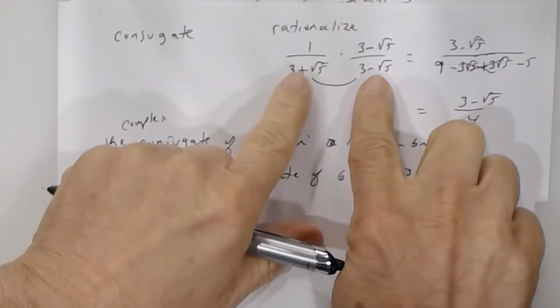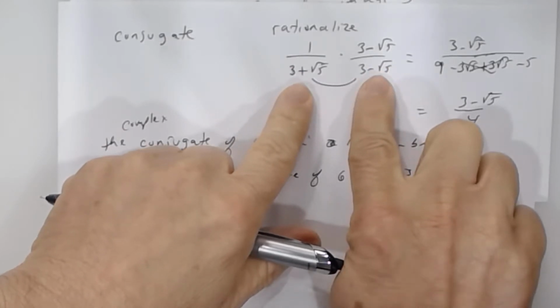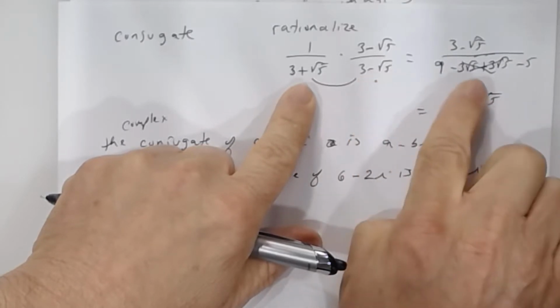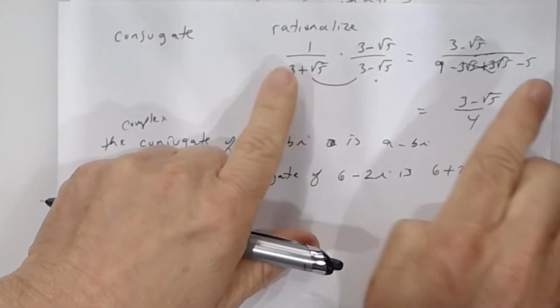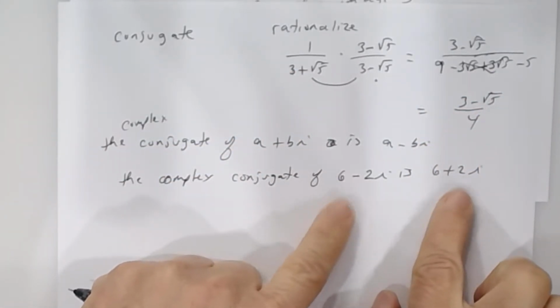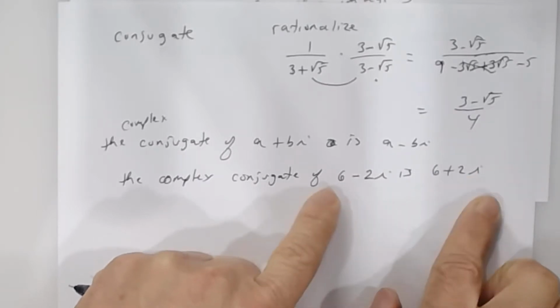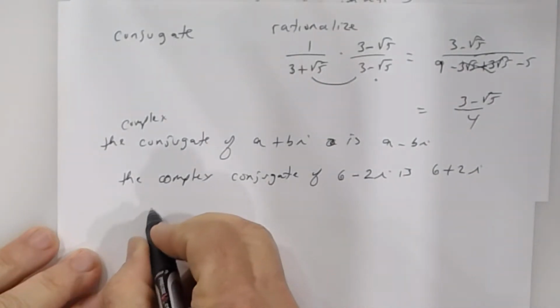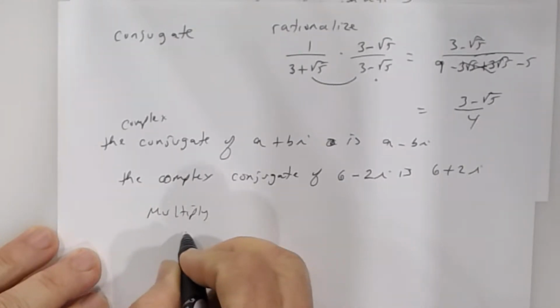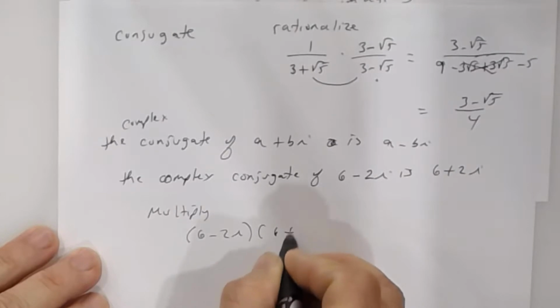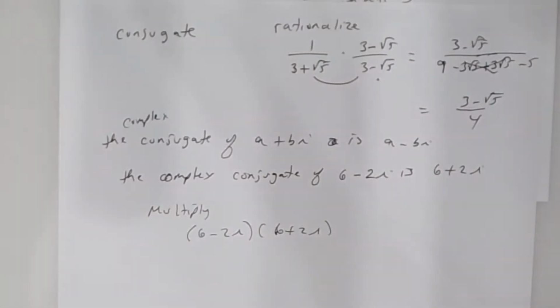Now, when we multiplied these two binomials and there were conjugates, right? When I multiply these conjugates, always what's going to happen with the outer and the inner? They're going to cancel. So if I were to multiply these two complex numbers, and they are conjugates of each other, what can you tell me about the outer and inner? They're going to cancel out. All right, so let's multiply these two. 6 minus 2i times 6 plus 2i.